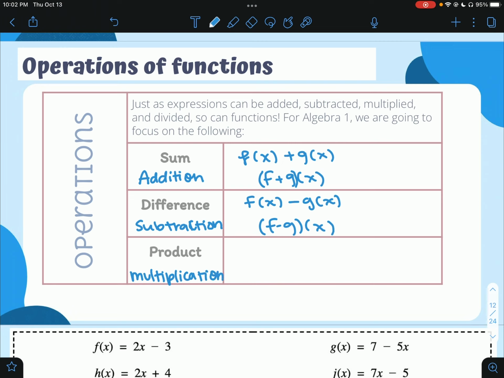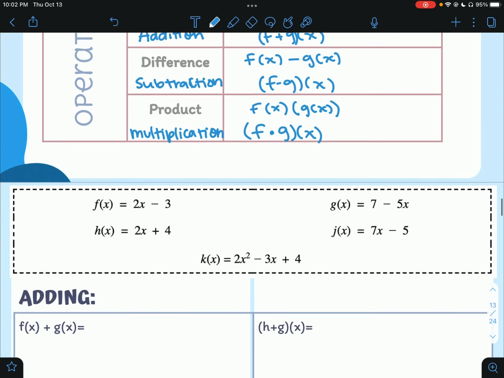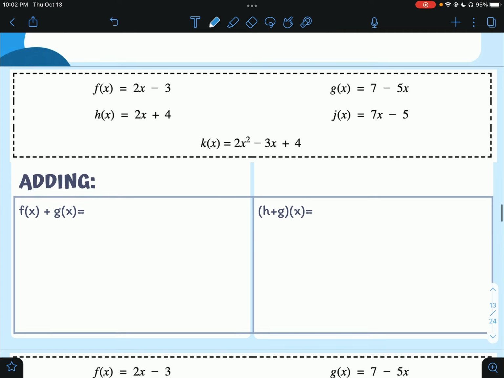and we're going to see those problems written f of x times g of x, or f times g of x. So let's get some practice with those.